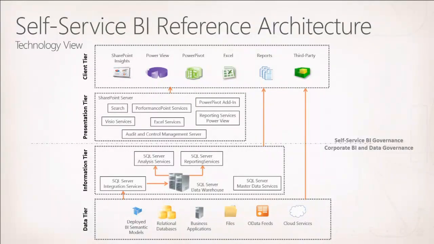All these are consuming data, and we split it up into two different stacks. This is the line which has been drawn. One is the corporate BI and data governance. You can think of it as coming from IT. You have various types of data sources, from relational to BI semantic models to data feeds and everything. The next stage is the data tier, what we are calling the data tier of your reference architecture.